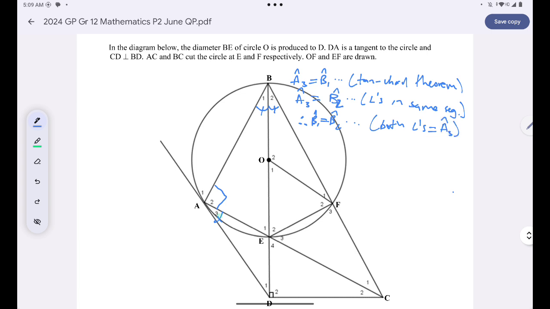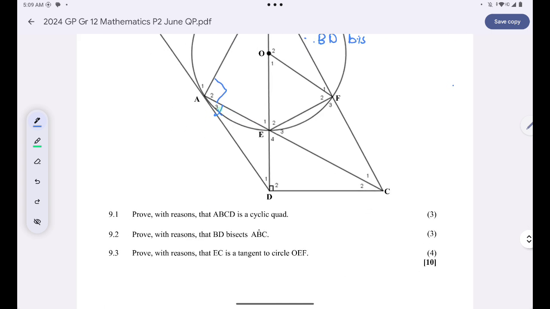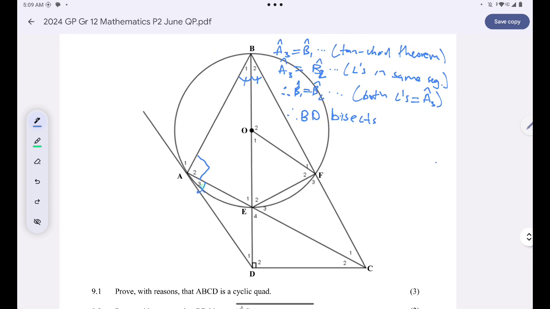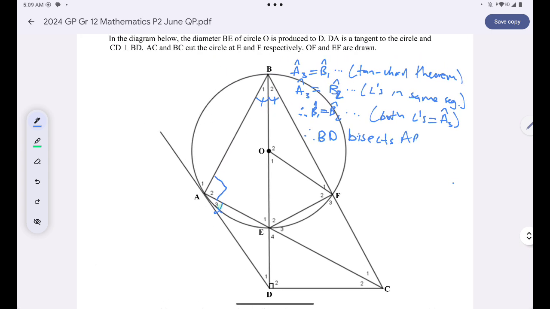Are you together? So I can therefore conclude that line BD bisects angle ABC. And the reason is simple. The reason is because angle B1 is the same as angle B2. Are we together?